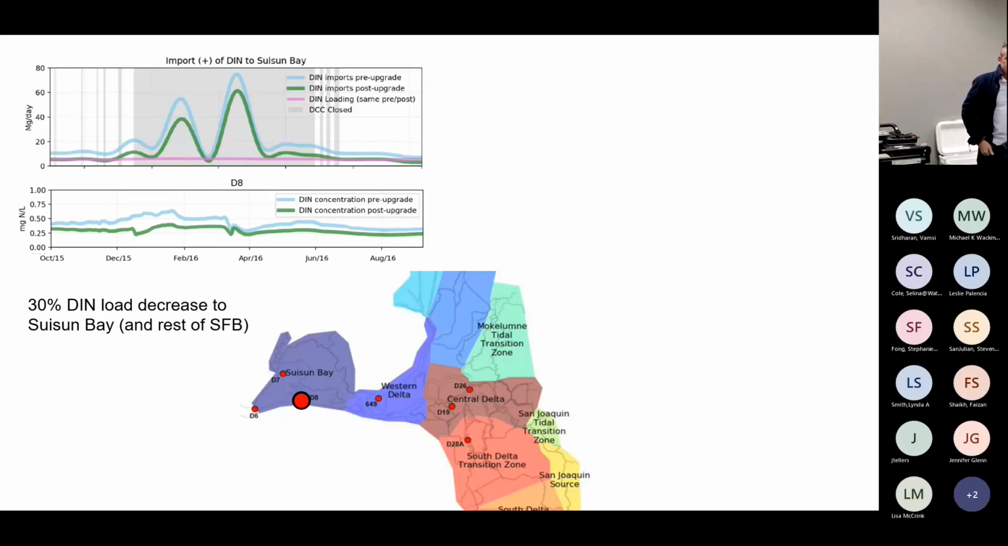So roughly a 30% DIN load decrease to Suisun Bay and the rest of San Francisco Bay as a result of the upgrade. And that's roughly year round. It's hard to tell from that graphic there, but you can see the pink is the loads from the wastewater treatment plants direct to the system. And then you can see that the blue line is DIN imports or influxes pre-upgrade. The green is DIN imports post-upgrade.